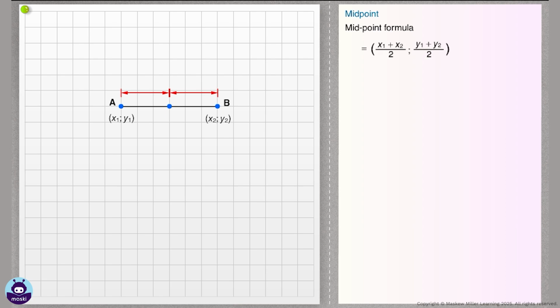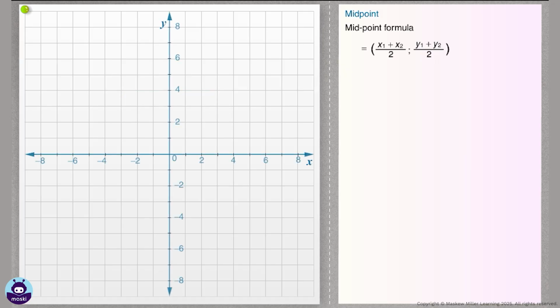In grade 10, we also learnt about the midpoint of a line segment. Simply put, a midpoint is a point that is equidistant from the endpoints of the line segment. Using the midpoint formula, the midpoint of a line segment joining 2 points A(x1, y1) and B(x2, y2) can be given as ((x1 plus x2) all over 2, (y1 plus y2) all over 2).